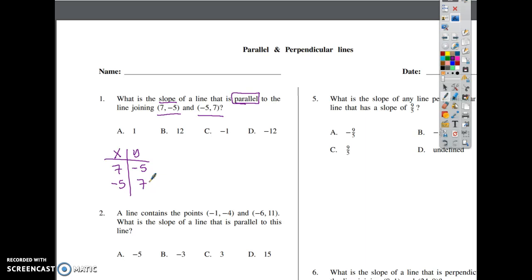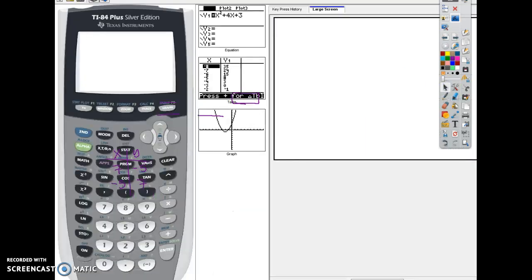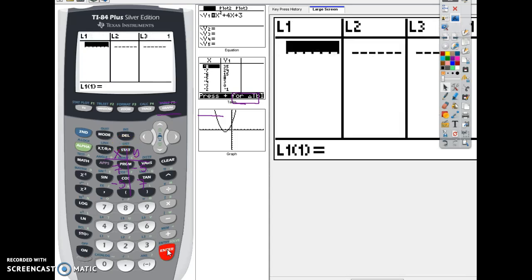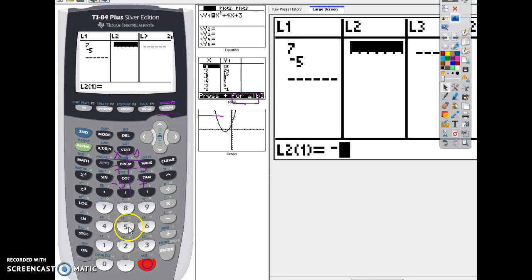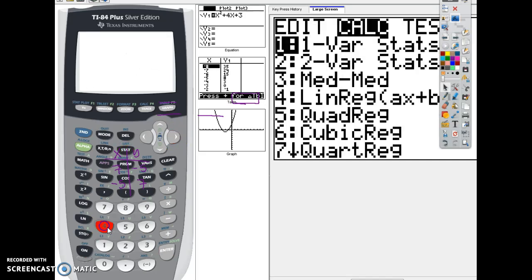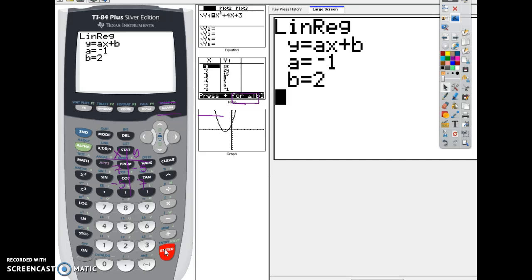Stat enter. So here we go, press the stat button, enter. We have 7, enter, -5, enter. On the other side, I have -5, enter, and 7, enter. Stat, calc, 4, enter. So the slope is -1, right? The slope of this table is -1.